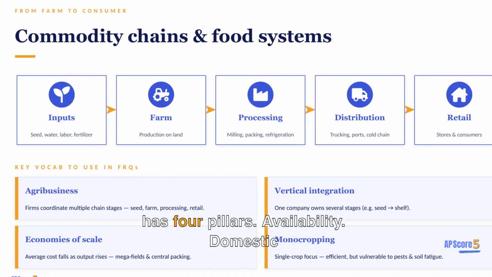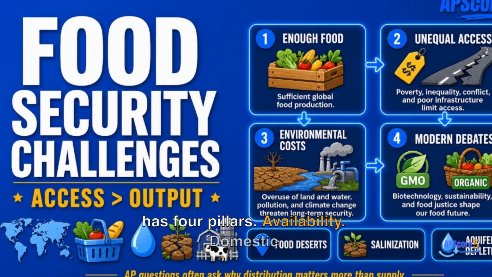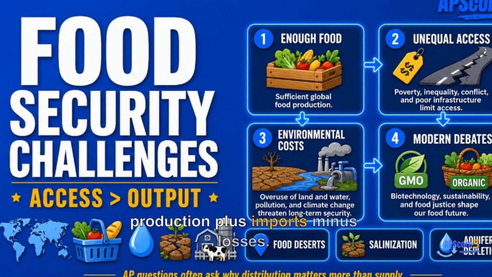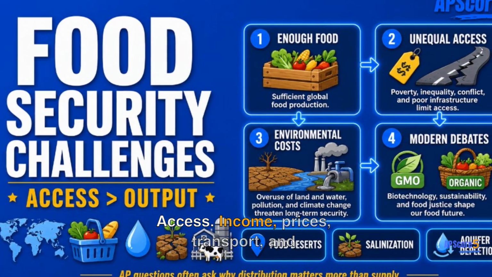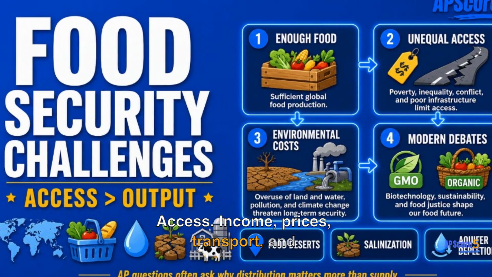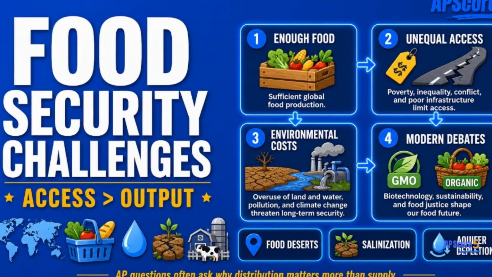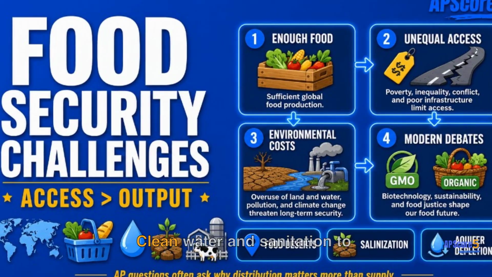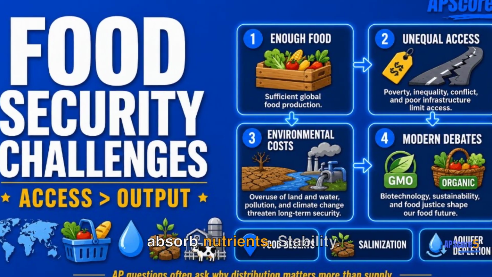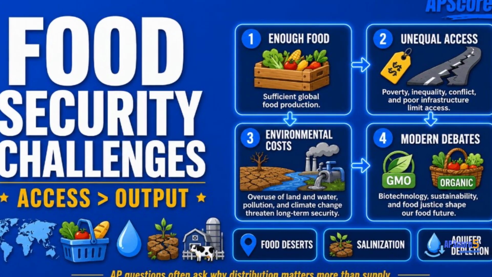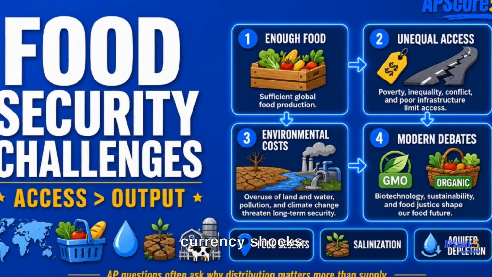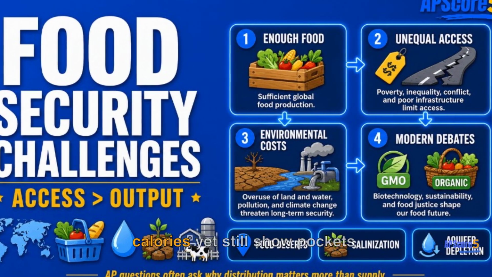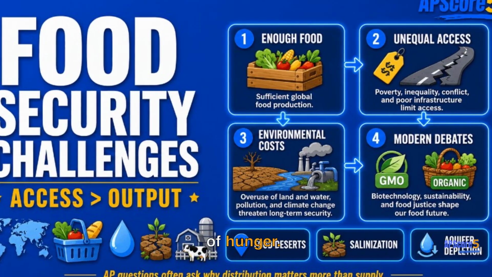Food security has 4 pillars. Availability. Domestic production plus imports minus losses. Access. Income. Prices. Transport. And safety to shop. Utilization. Clean water and sanitation to absorb nutrients. Stability. Resilience against drought, conflict, and currency shocks. A country can grow enough calories, yet still show pockets of hunger.